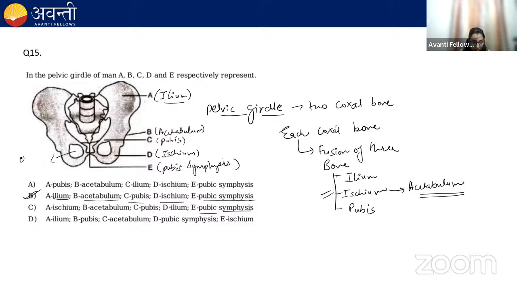And this hole is known as obturator foramen.